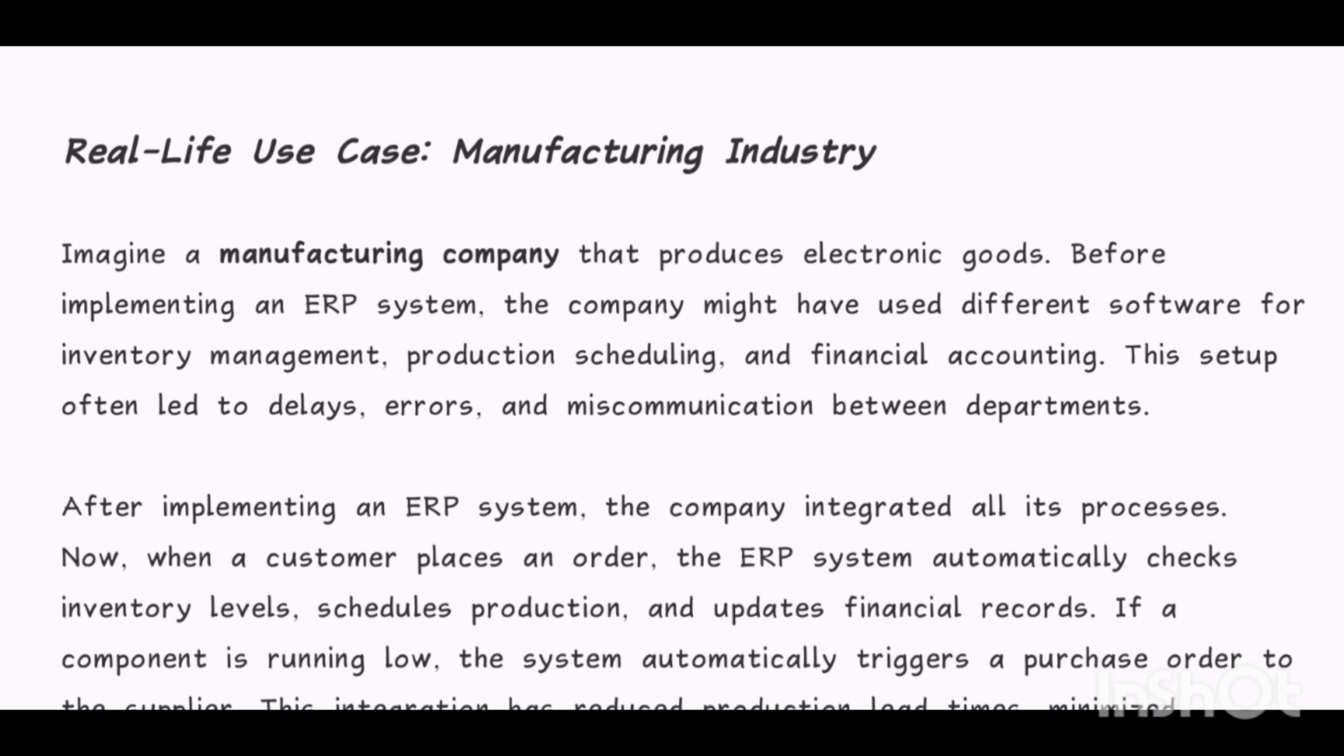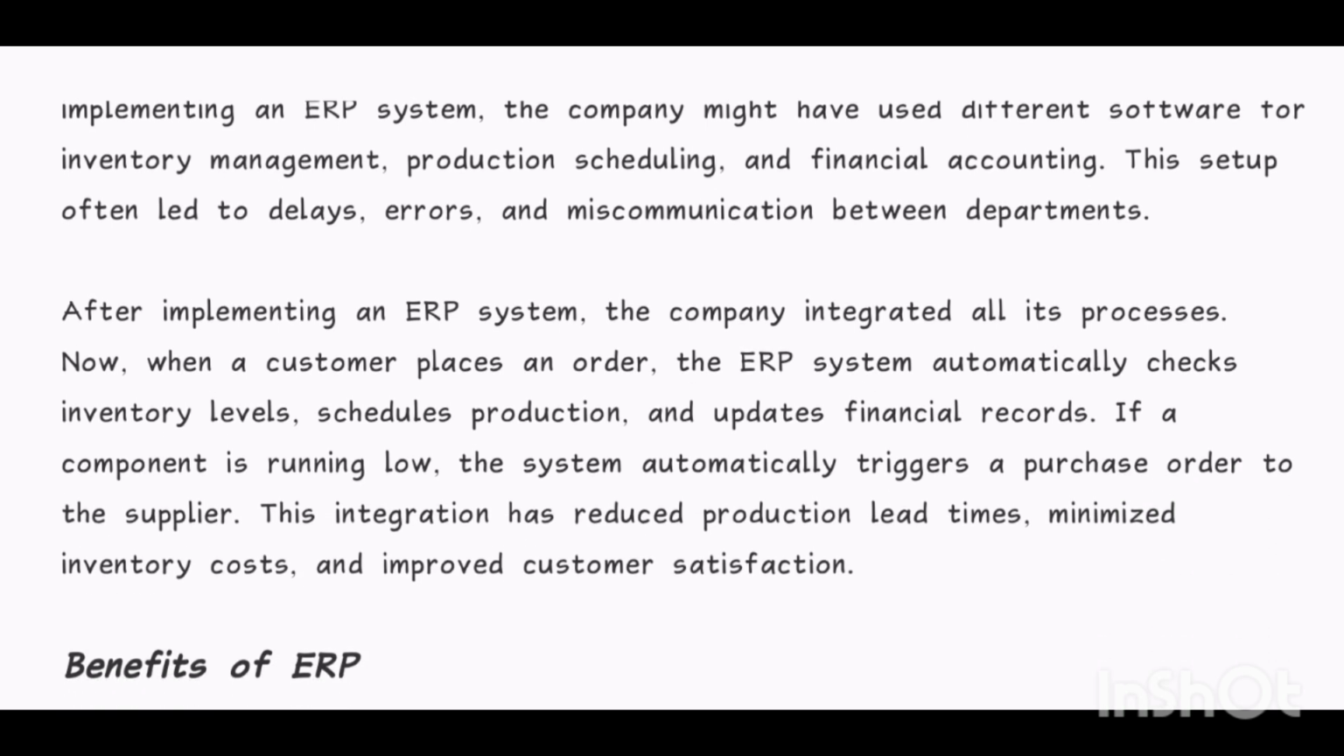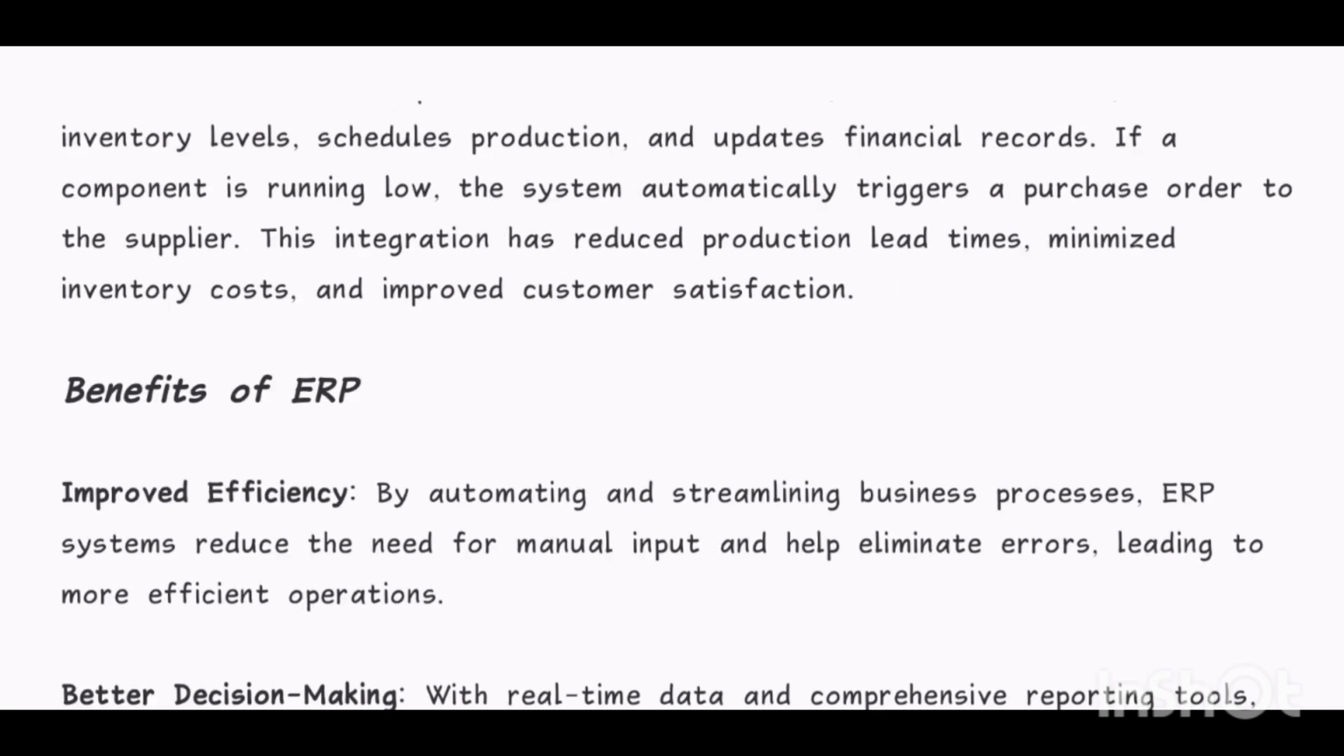After implementing an ERP system, the company integrated all its processes. Now, when a customer places an order, the ERP system automatically checks inventory levels, schedules production, and updates financial records. If a component is running low, the system automatically triggers a purchase order to the supplier. This integration has reduced production lead times, minimized inventory costs, and improved customer satisfaction.